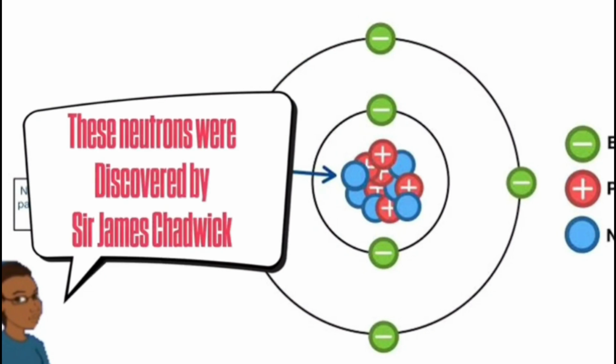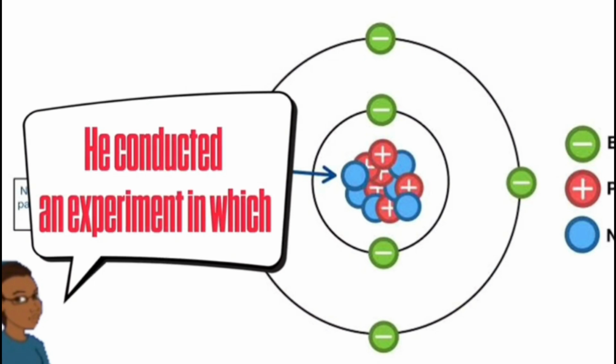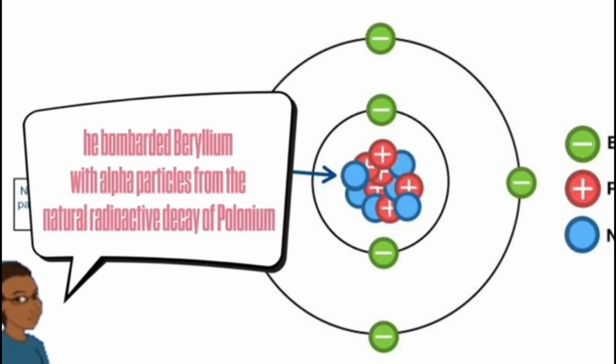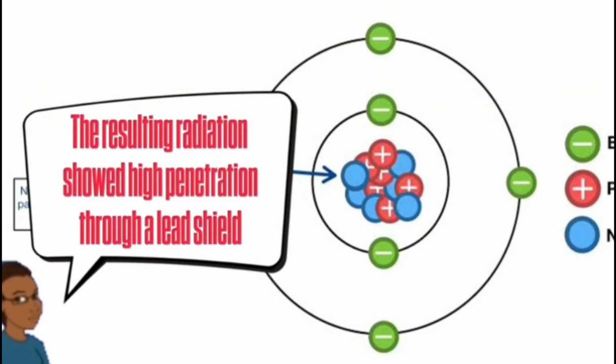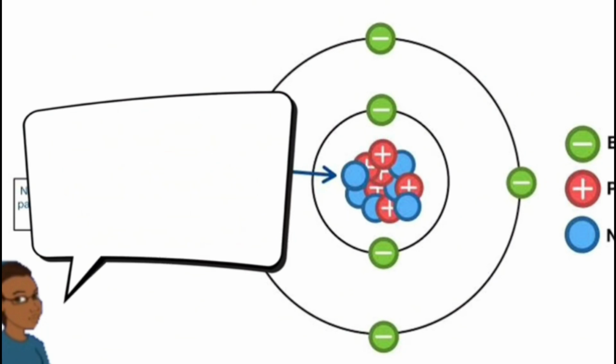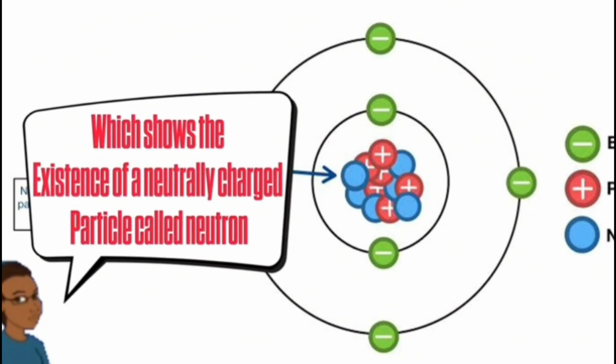Number 8. The discovery of neutron, 1932. These neutrons were discovered by Sir James Chadwick. He conducted an experiment in which he bombarded beryllium with alpha particles. The resulting radiation shows high penetration through matter, which shows the existence of neutral charge.